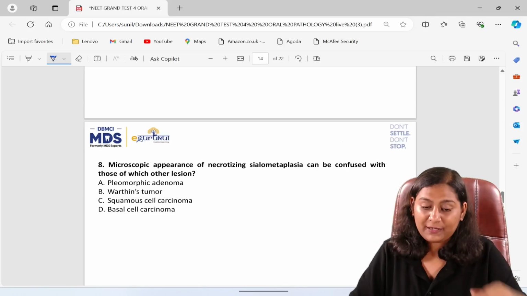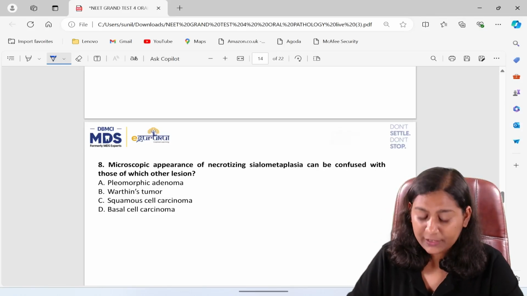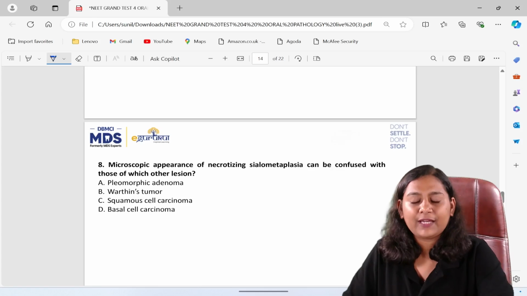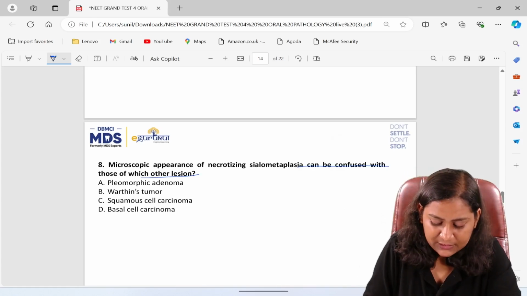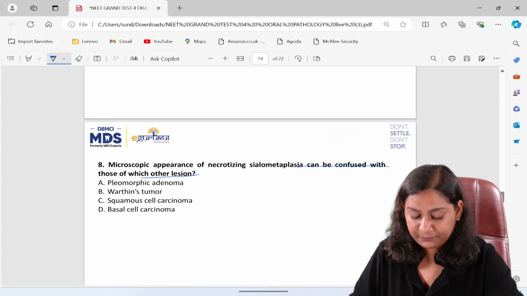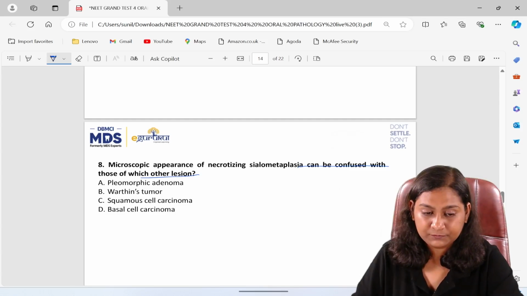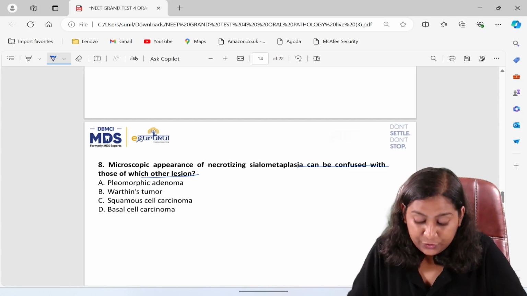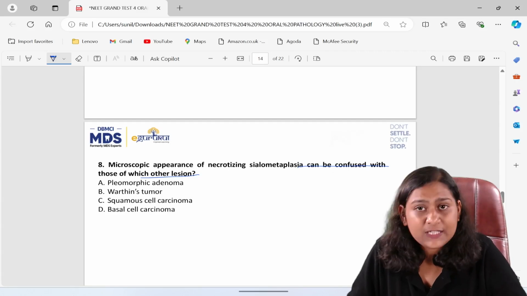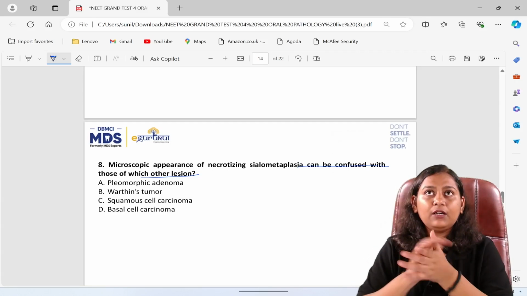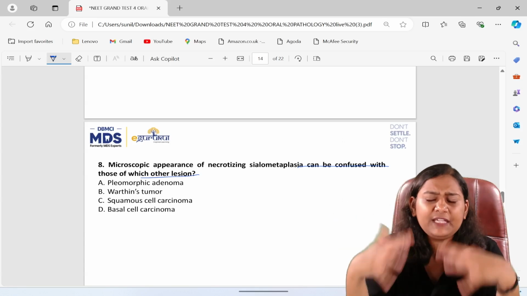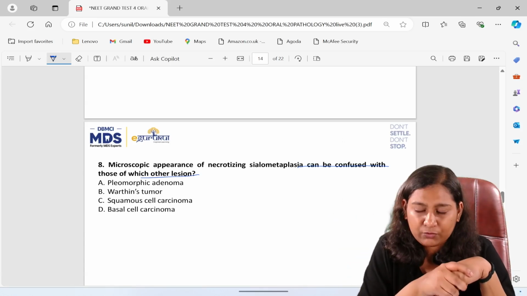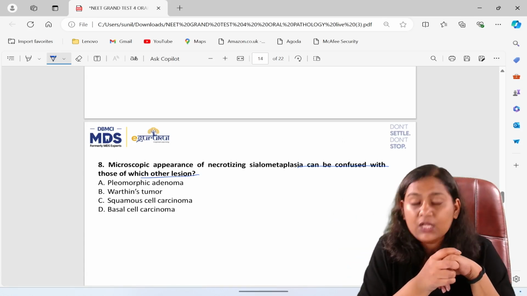Now, a very important question: the microscopic appearance of necrotizing sialometaplasia can be confused with which of these other lesions? Answer. Necrotizing sialometaplasia. Even when we see squamous cell carcinoma microscopically, it is a very infiltrative type of lesion.